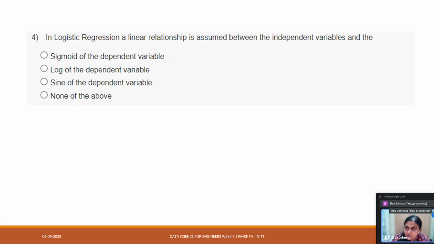Okay, log is taken for the ratio, log of p of x by 1 minus p of x is taken, but that is the probabilities. First, a linear relationship we will be assuming between the independent variable and the dependent variable. Okay, these are all the calculations present. First we will be assuming that our dependent variables and independent variable have a linear relationship. So in this particular case the answer will be none of the above.